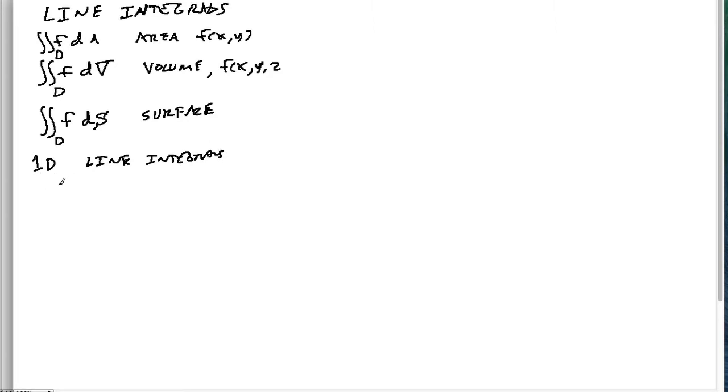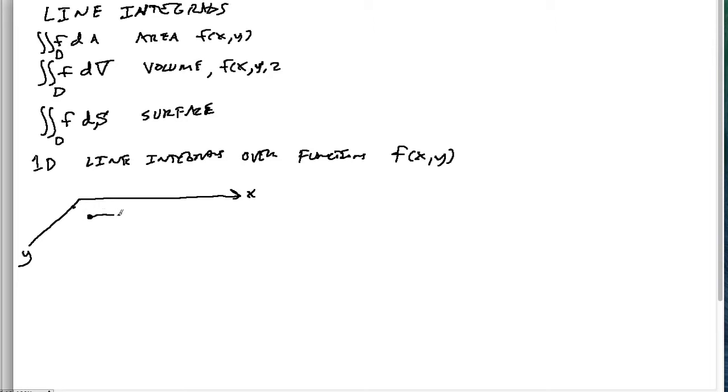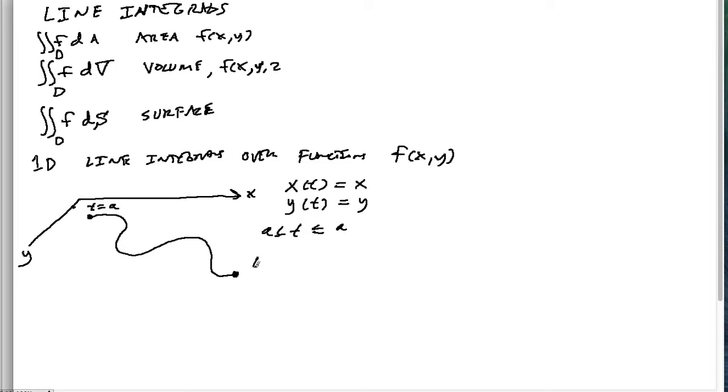So we're going down to a single dimension, but we're going to do line integrals over functions f of x comma y. All right, so we have here our xy plane, and we'll have some sort of starting point, and we make some sort of curve going through the xy plane, and we can define that x of t is x, right? And y of t is y. And we say that t runs from a to b. So here we have some point t equals a, and here t equals b.